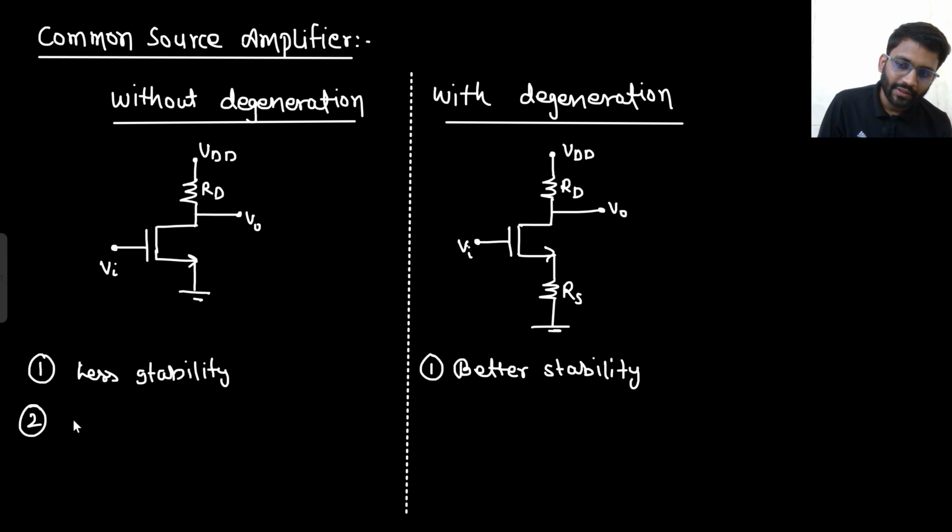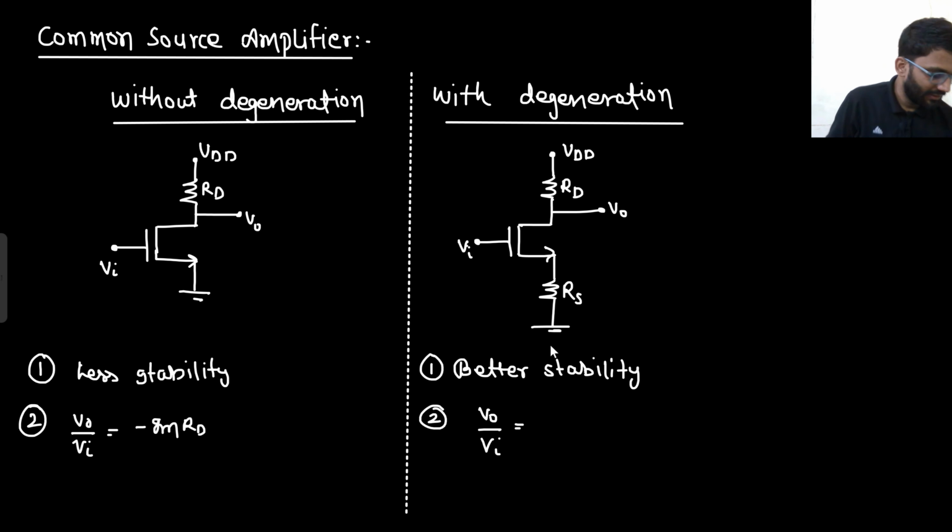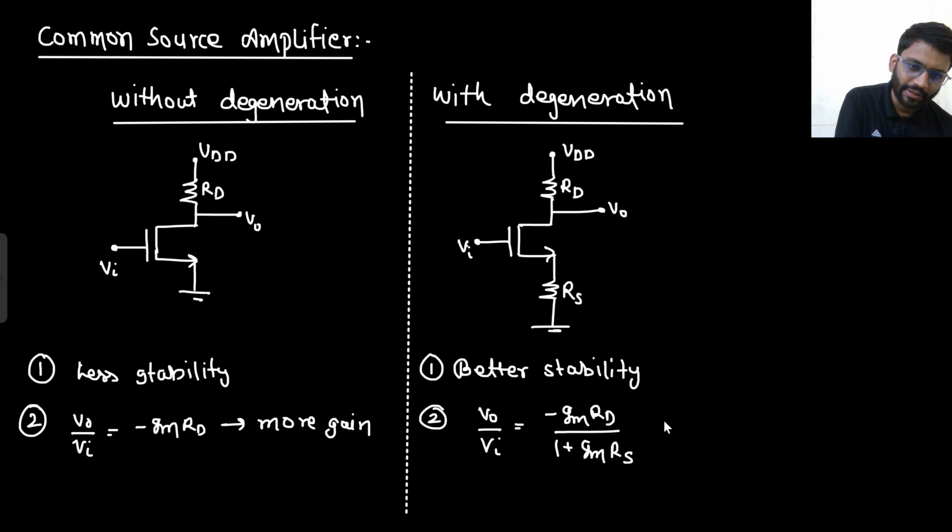Second point, gain, voltage gain, V0 by Vin, small signal voltage gain, that was minus GMRT. And what was the gain here? That was minus GMRT upon 1 plus GMRS. So here there was more gain. Here it is less gain.